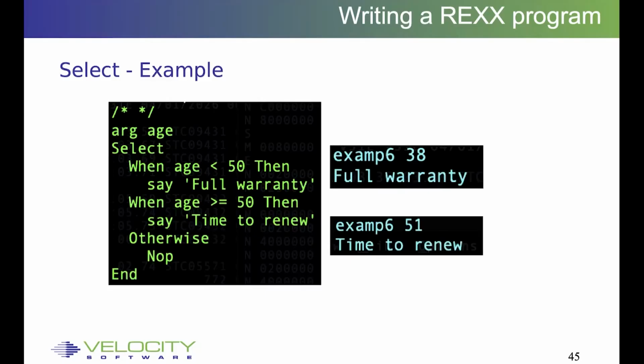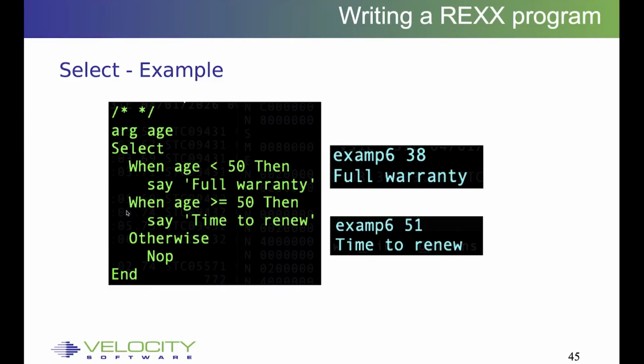So here is an example. We are passing an argument to this exec called age, and the select clause has two conditions that it's checking. If age is less than 50, or if age is greater than or equal to 50. If it's less than 50, we're going to display full warranty. If it's greater than or equal to 50, it is time to be renewed.